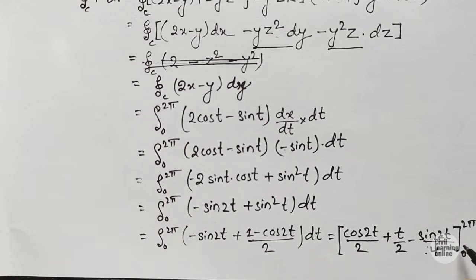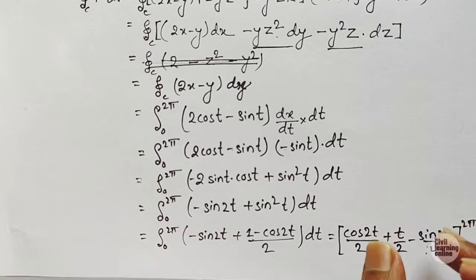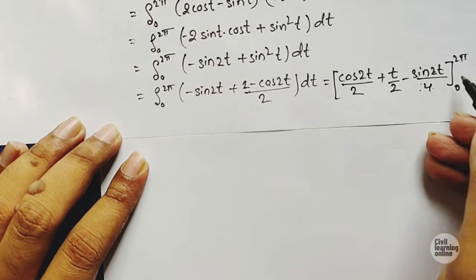And now we need to put the upper limit first and then the lower limit. First we put the upper limit, and then the lower limit is subtracted from the value we get after putting the upper limit. See how it is done in the next step. So guys, now let us put the upper limit and lower limit in this term.